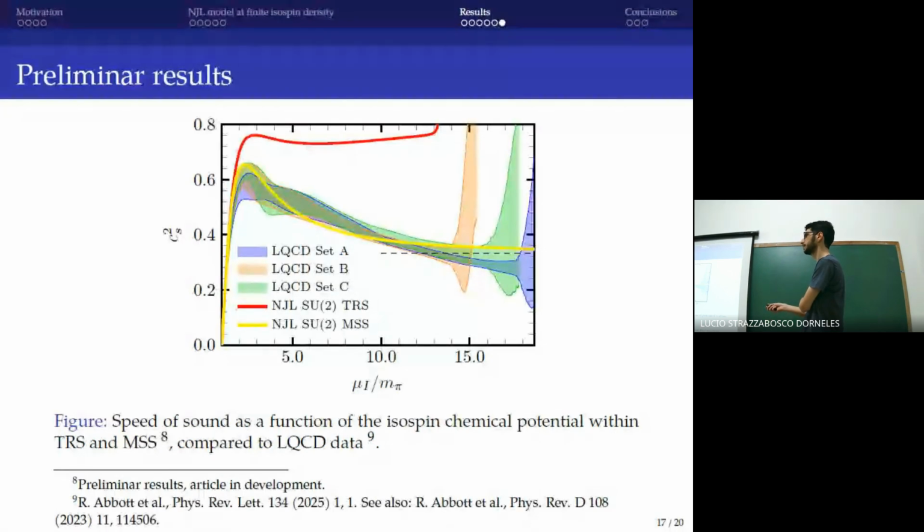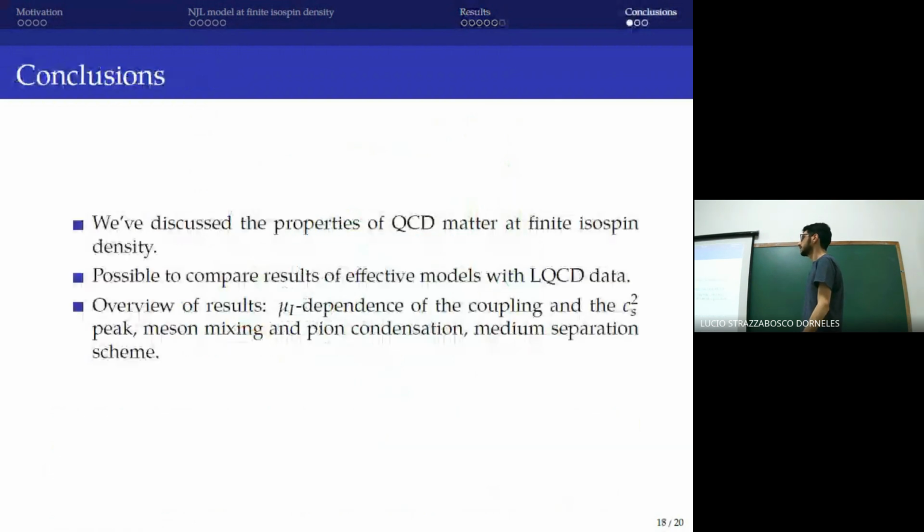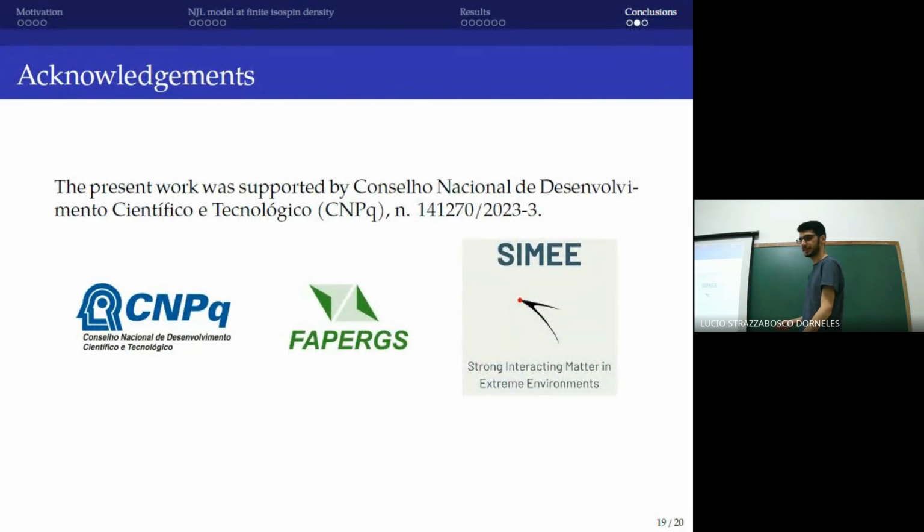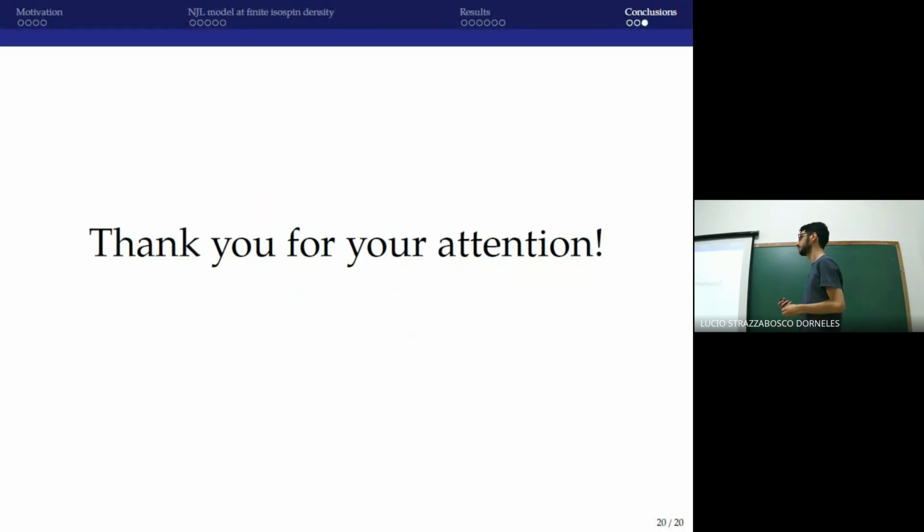That's because the gap or the pion condensate goes to 0 at high density, but this doesn't happen in the medium separation scheme. You actually have the correct behavior. The speed of sound presents the peak, then goes to 1/3 as the isospin density grows. So that's what we have done so far. I'll just end here. Thank you for your attention.